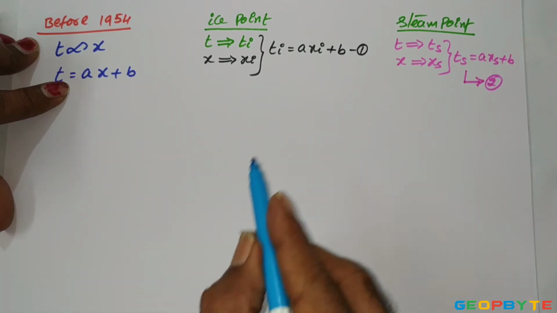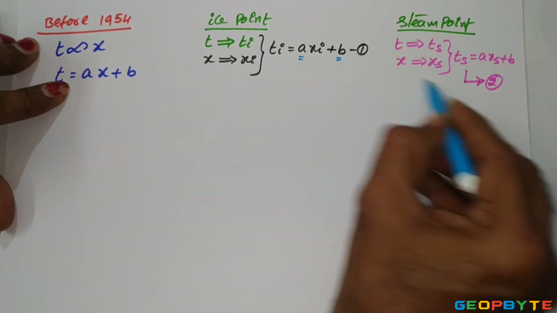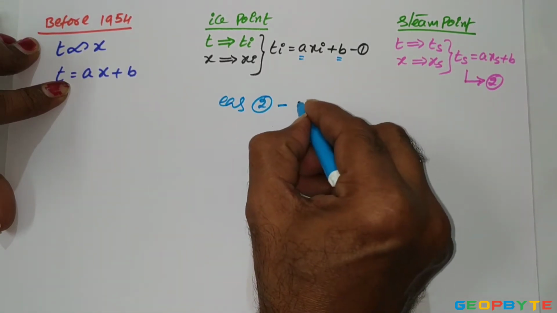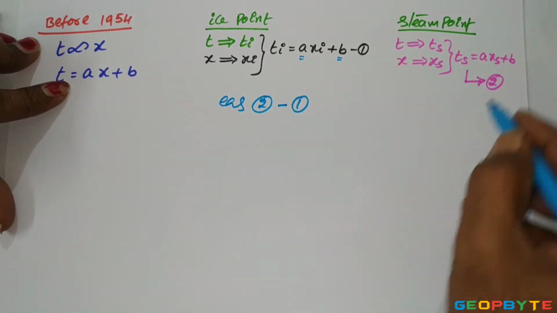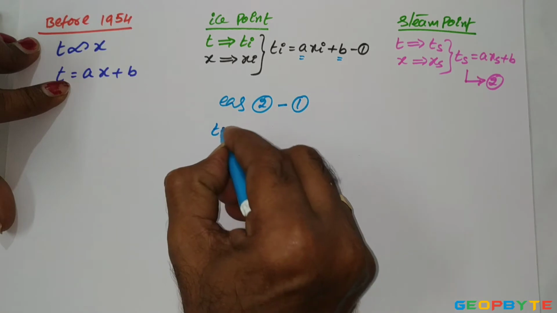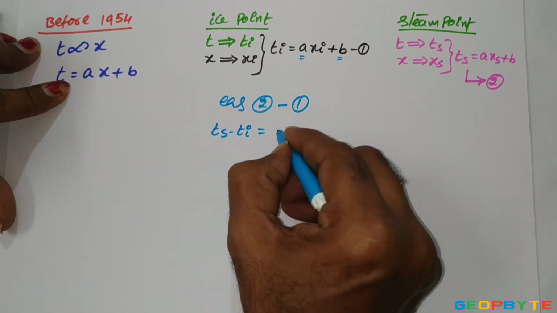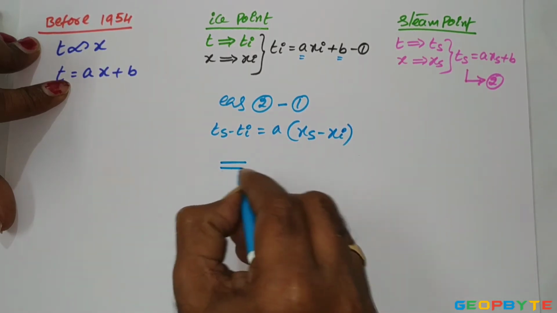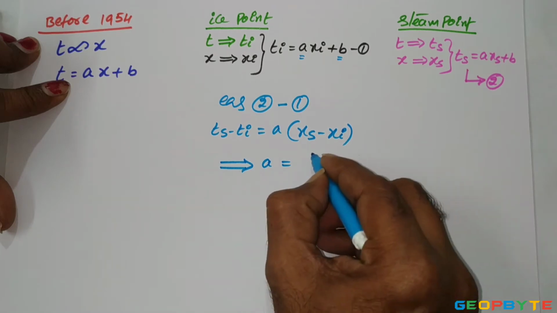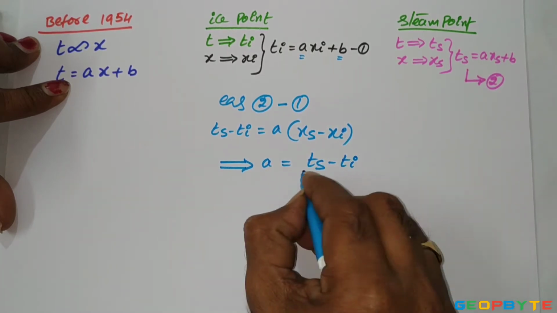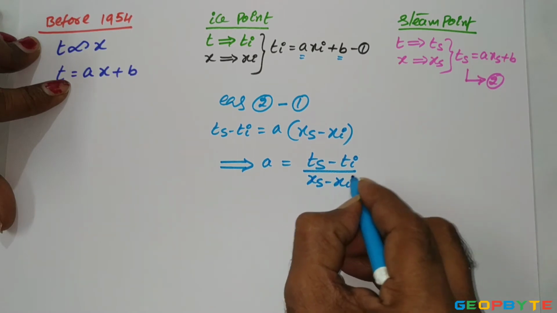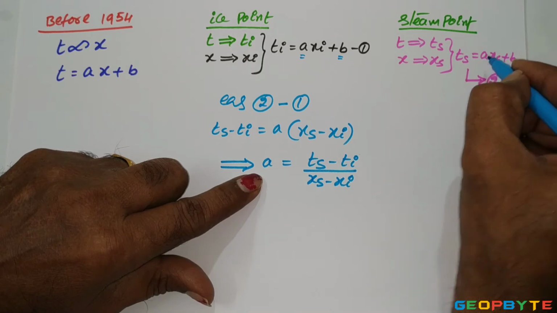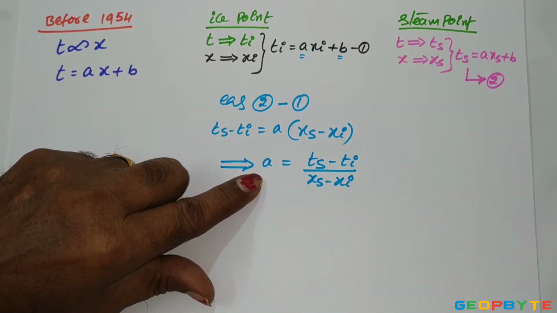To get the two constants, namely A and B, let us solve these two equations. Equation 2 minus equation 1 gives Ts minus Ti equal to A into (Xs minus Xi). From this you can find one of the constants, namely A: A equal to (Ts minus Ti) divided by (Xs minus Xi). You put this A value either in equation 2 or equation 1 for getting the second constant.